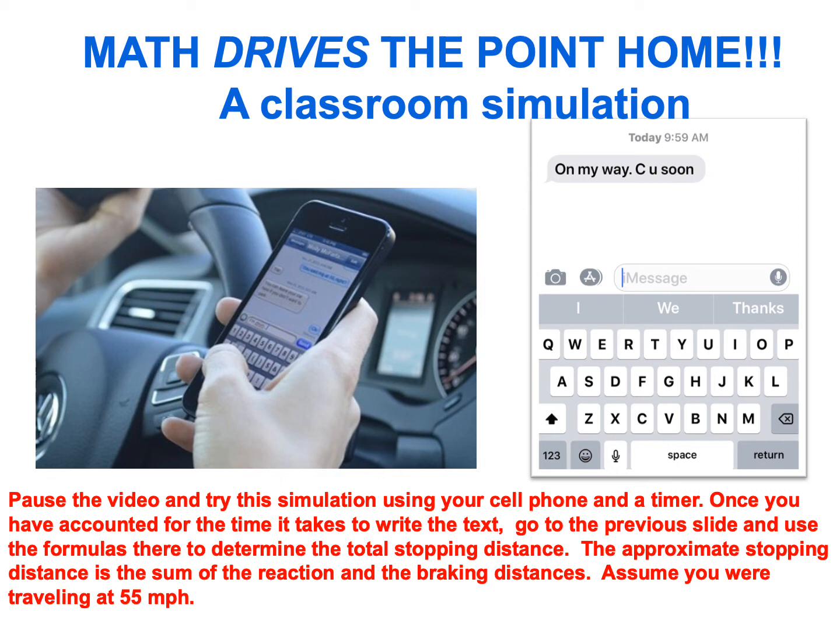Then I ask them to determine how far a car would travel at 55 miles per hour during the time the text was written. Pause this video and try this simulation using your cell phone and a timer. Once you have accounted for the time it takes to write the text, go to the previous slide and use the formulas there to determine the total stopping distance. The approximate stopping distance is the sum of the reaction and the braking distances. Assume that the car you were driving was traveling at 55 miles per hour.